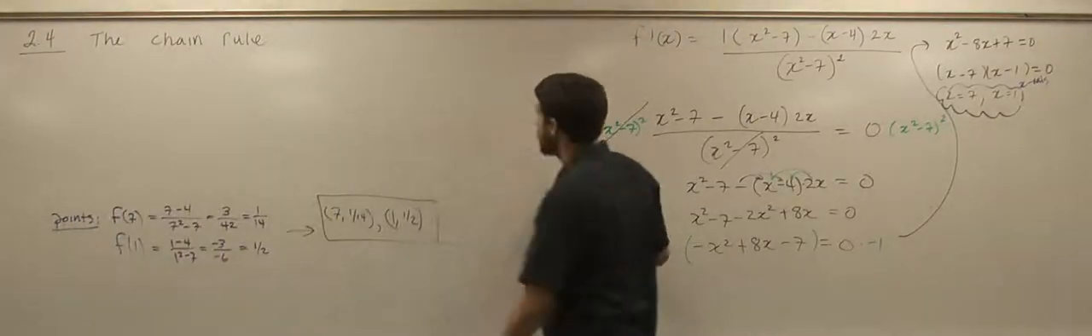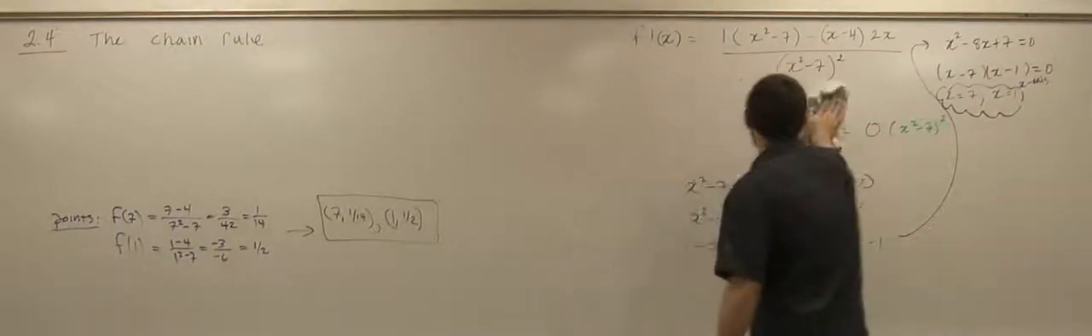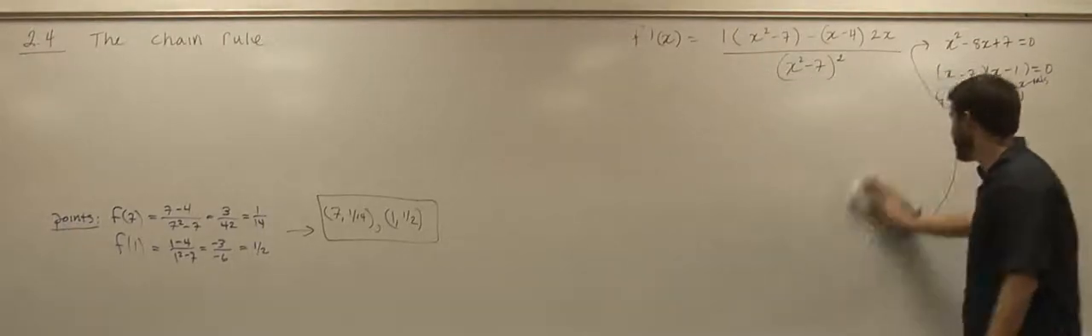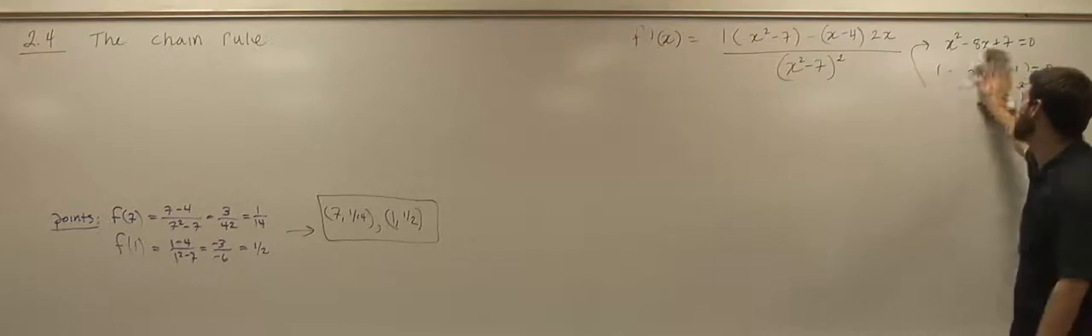2.4 is about the chain rule. And what the chain rule allows us to do is find the derivative of a composition of functions.